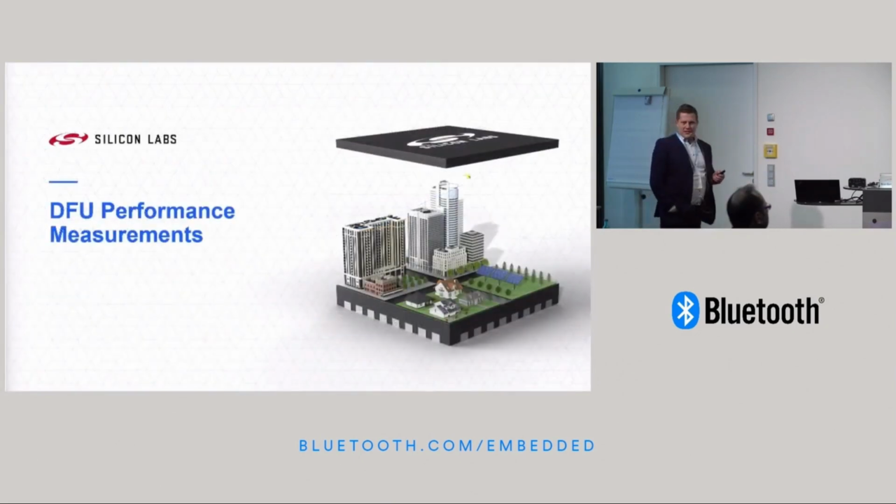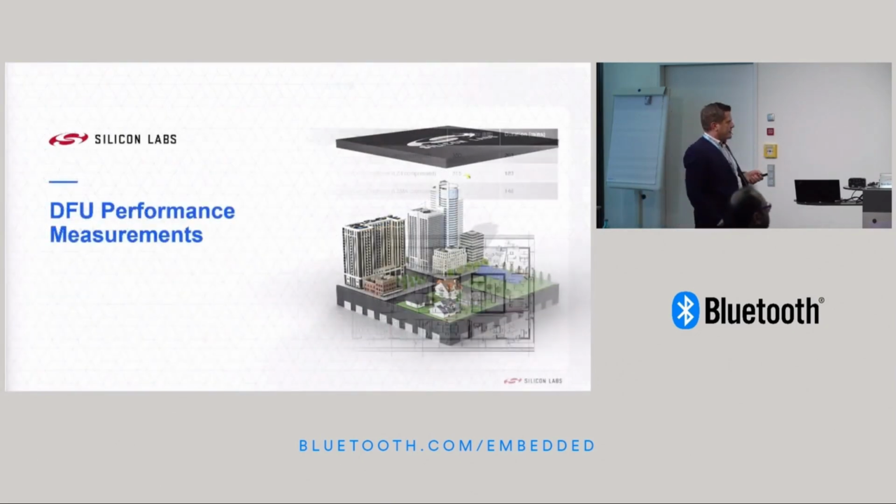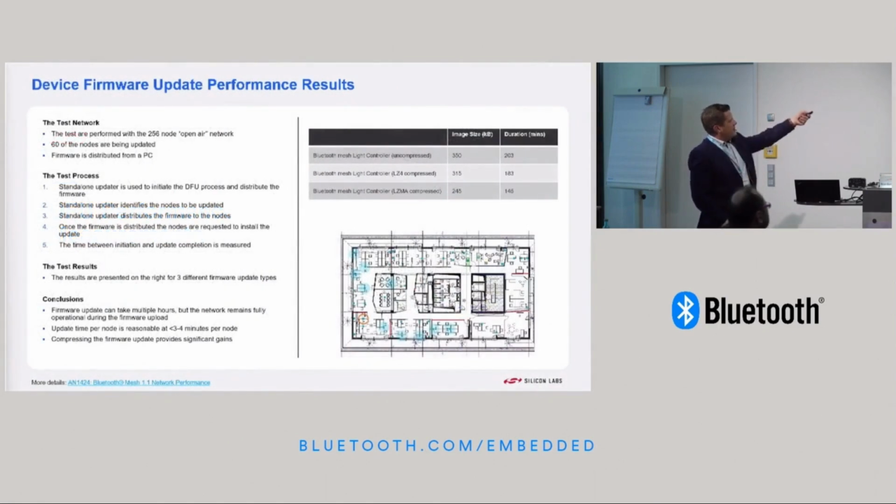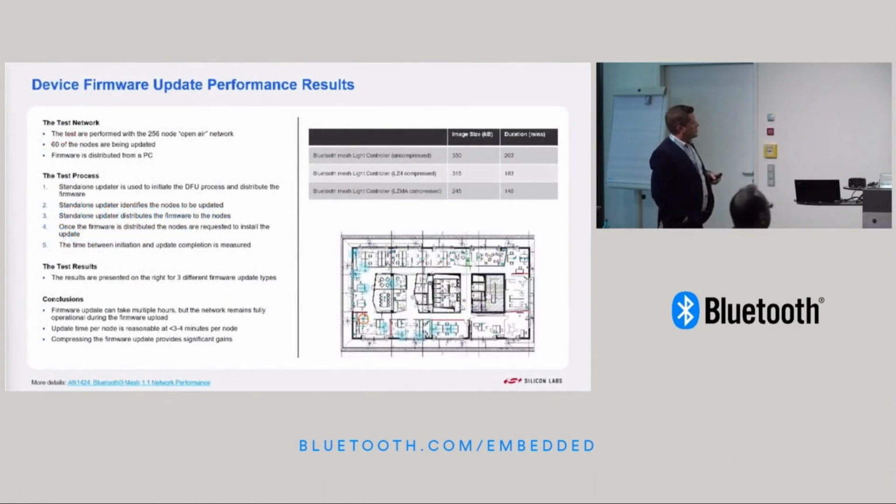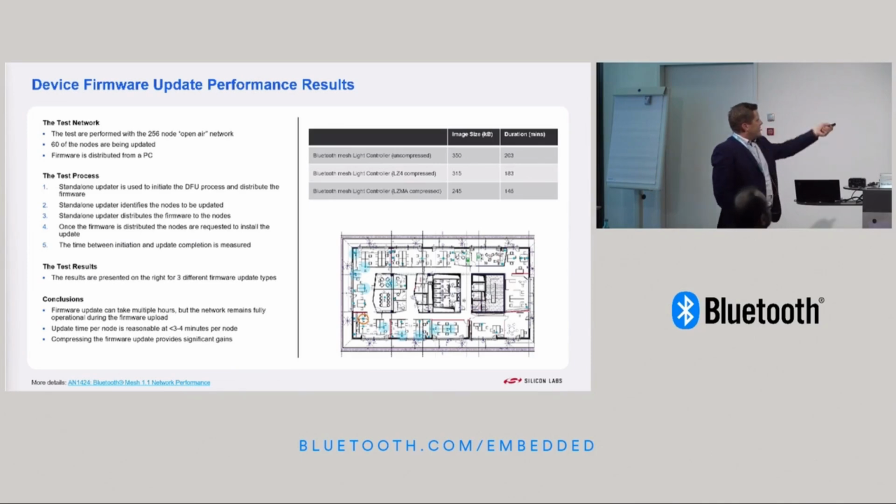All right, moving on, DFU performance measurements. Again, a reminder, we do the TIS testing in the 256 node open air network, so to speak. For these results, we actually updated only 60 nodes in the network, not all of them. And the firmware is distributed, so the whole process runs on a PC, so that it discovers the nodes, selects the nodes to be updated, distributes the firmware, and does all of that.